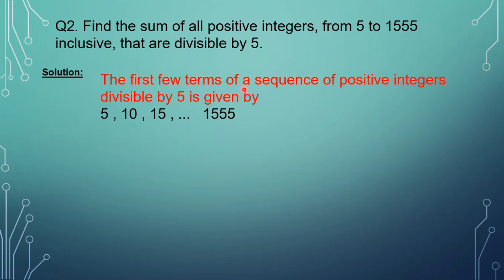The first few terms of the sequence of positive integers from 5 to 1555 which are divisible by 5, we can write as 5, 10, 15, 20, 25, 30 up to 1555. So 1555 is the last term from 5 to 1555 which is divisible by 5.